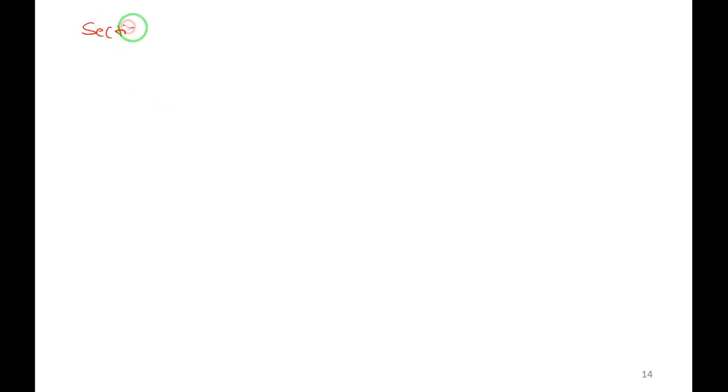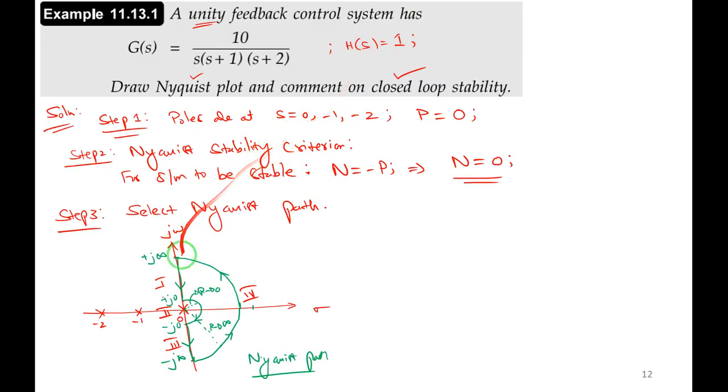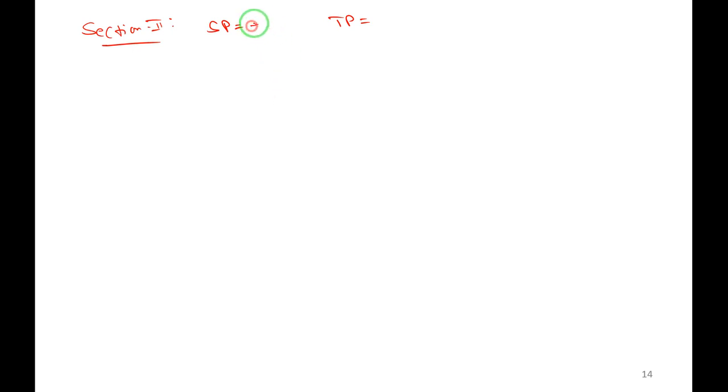Section 2. So what is the starting point for section 2 and the terminating point for section 2? We'll see. Observe here, plus j0 is the starting point, minus j0 is the terminating point.